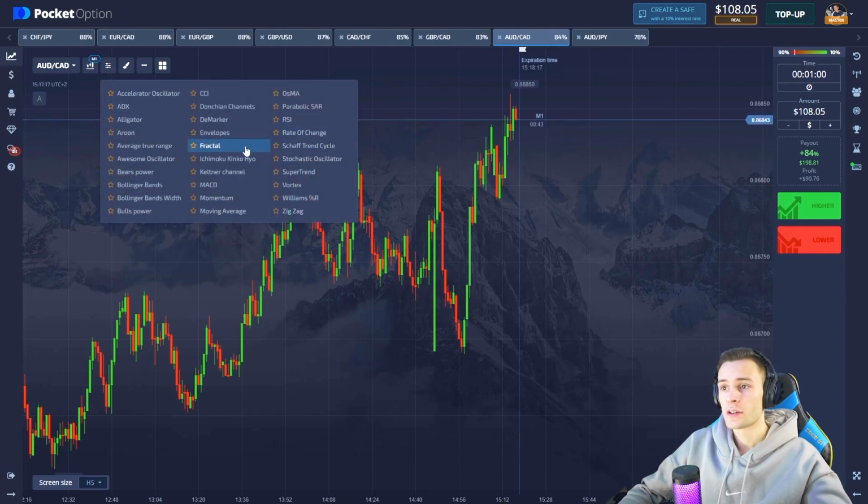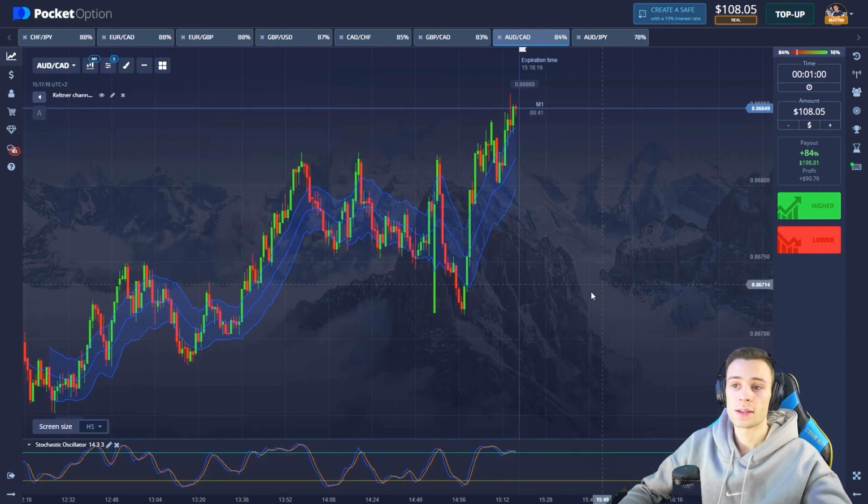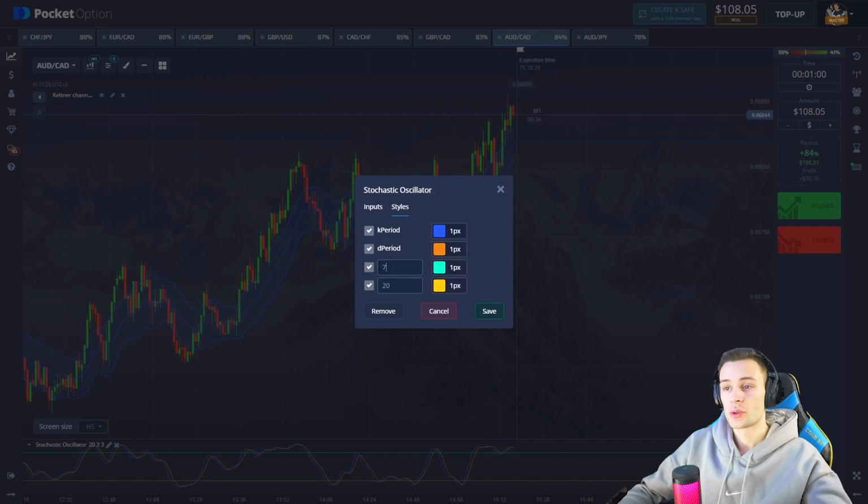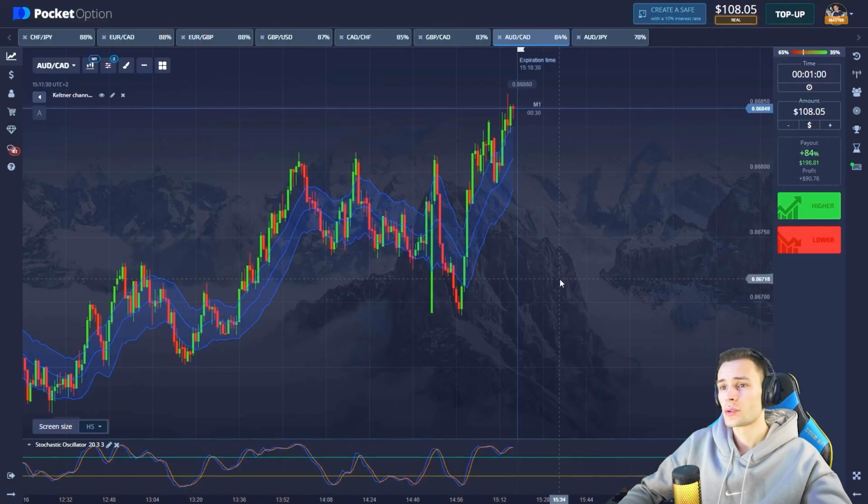Let's pick the indicators for today. First the Keltner Channel and the stochastic. It's pretty simple. We set the period to 20 on the stochastic, and we set the overbought zone to 70 and the oversold zone to 30. Try this setup in your trading.